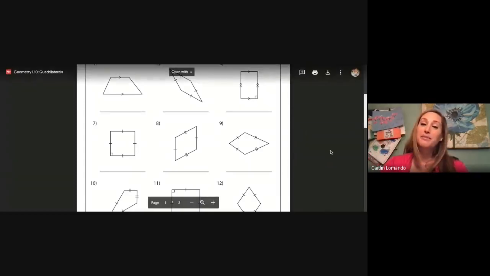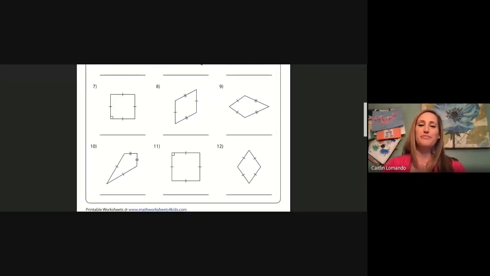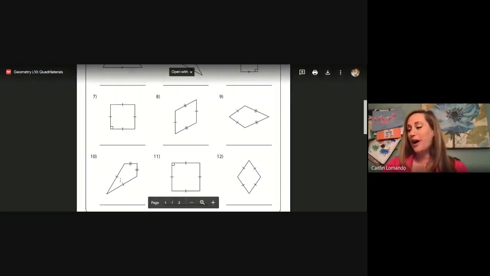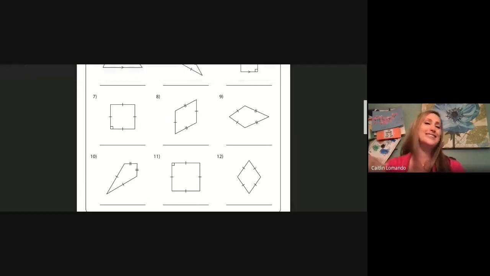Number 9, we're going to skip over again because that's another example of a kite, and that's not going to come up on our Google form. Number 10, we're going to skip over as well because that's another example of a kite. It's not going to come up on our Google form.